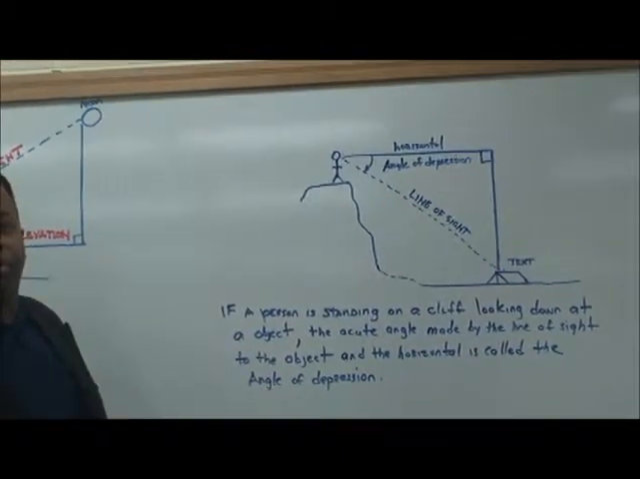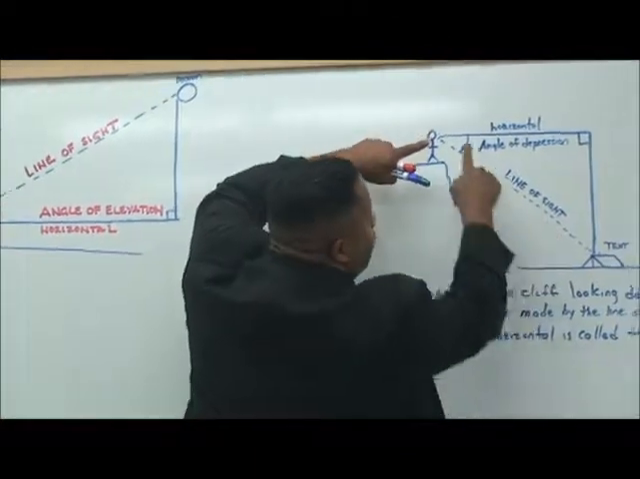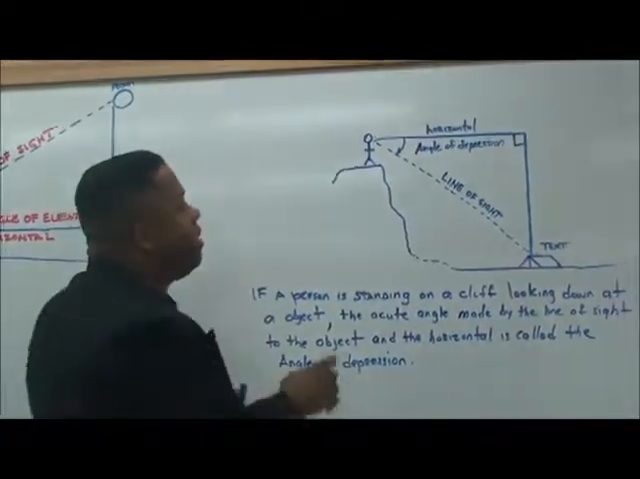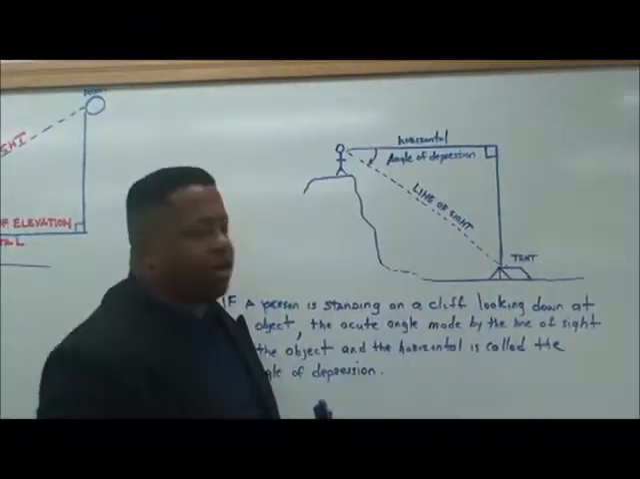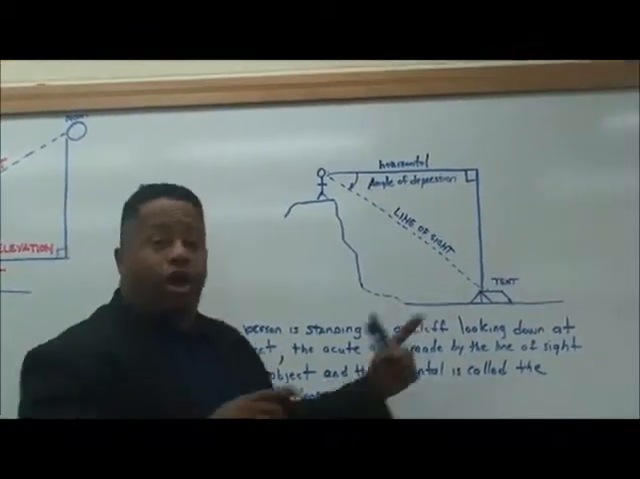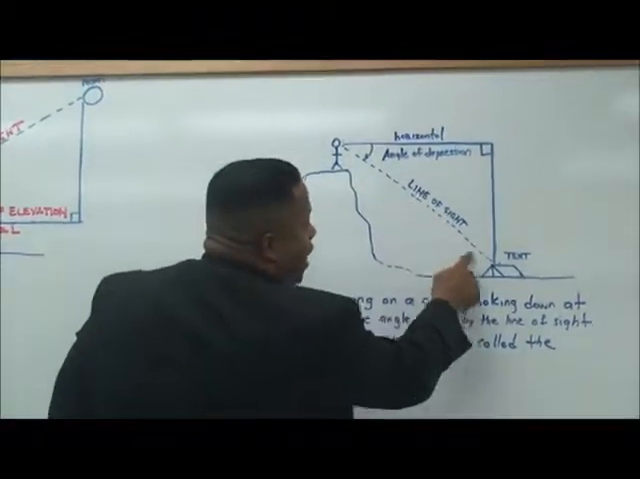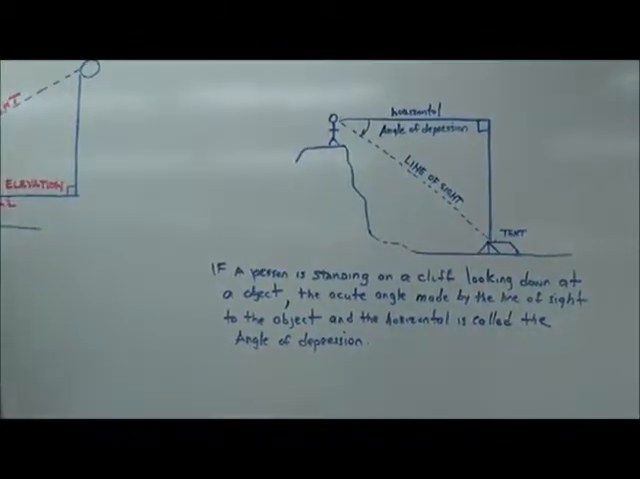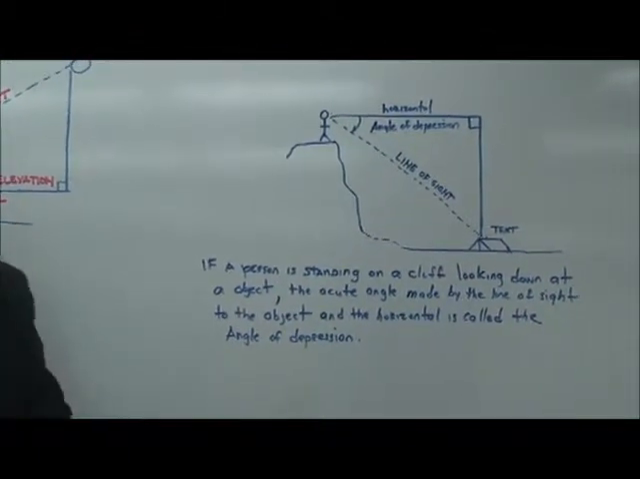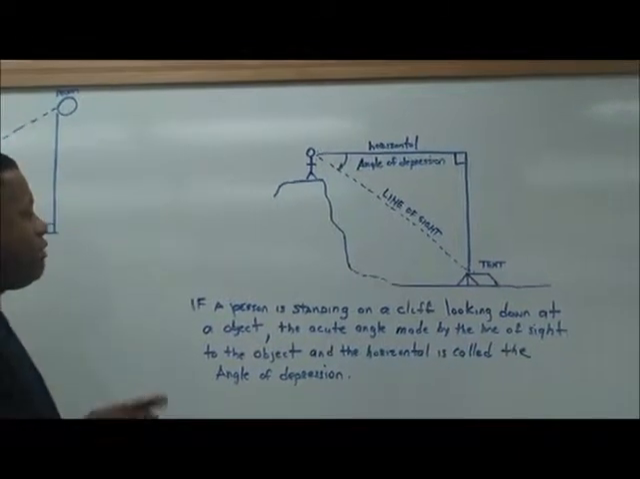Maybe some people are camping or something. There's a horizontal and there's an angle being measured from the initial point. And as that person is looking down at this particular object, or our tent, or our friends here camping, this is considered the line of sight. And with the line of sight, there is what? The angle of depression.